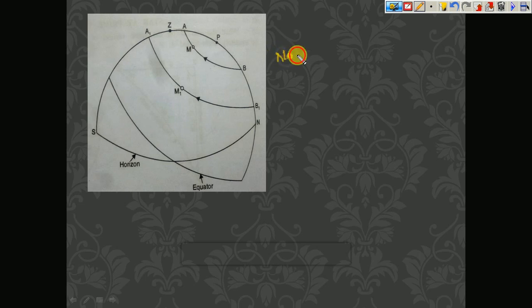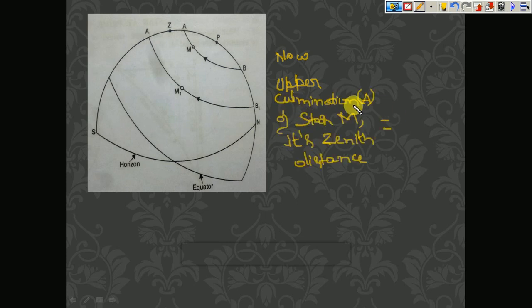Now, for the upper culmination A of the star M, they are asking its zenith distance. This part is the zenith. Its zenith distance I am taking as ZA. ZA can also be written with respect to the pole: total distance is ZP minus AP. ZP minus AP will be the distance ZA.